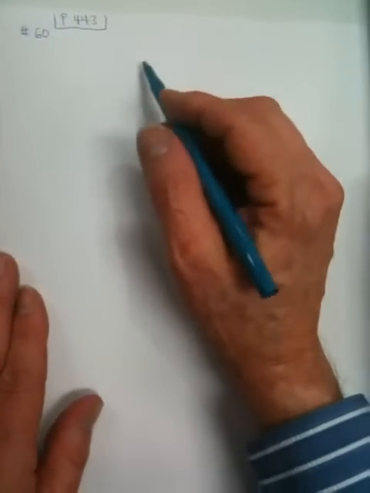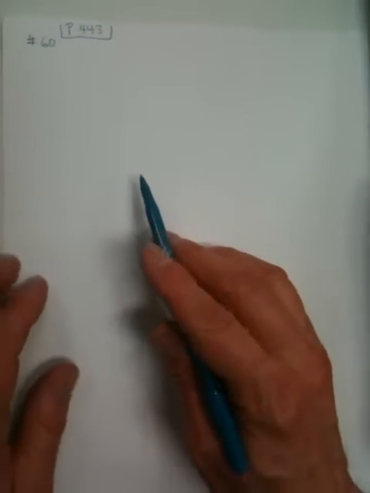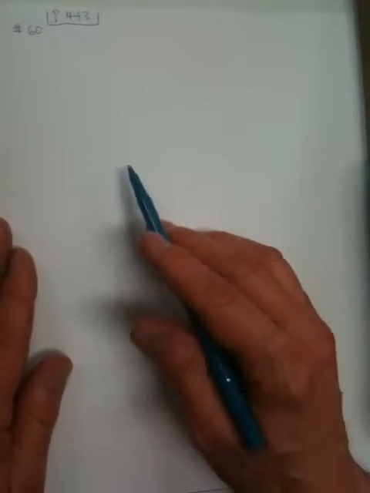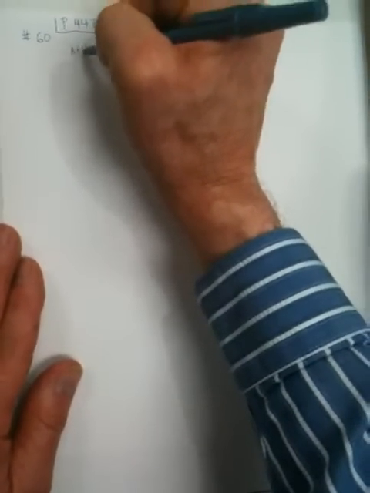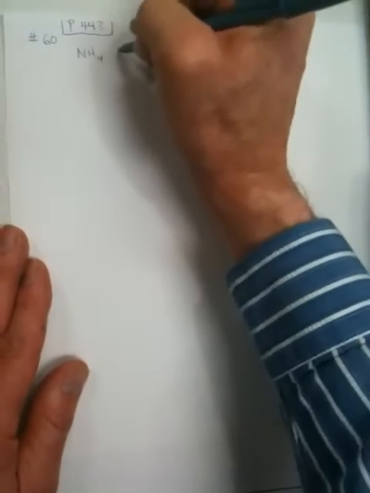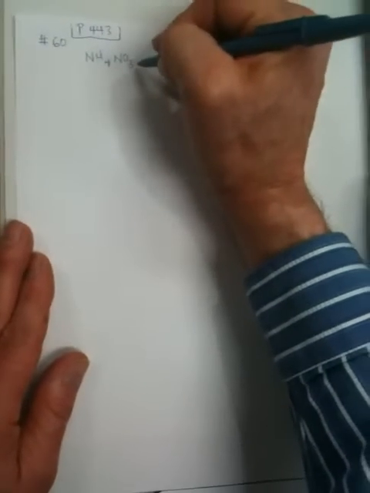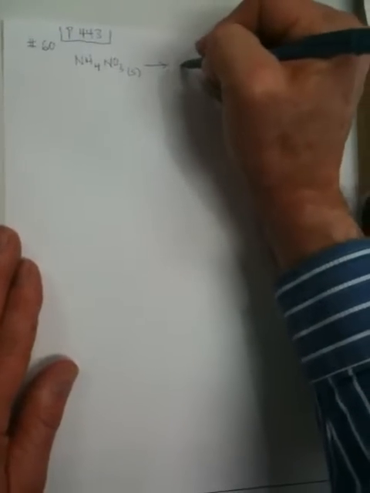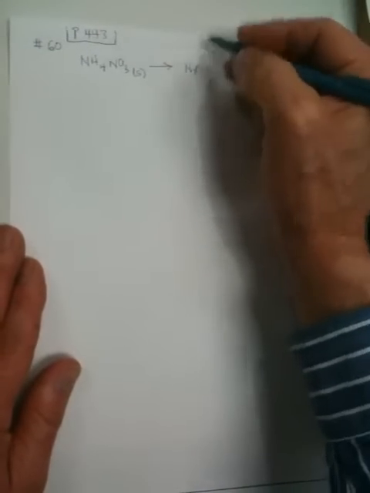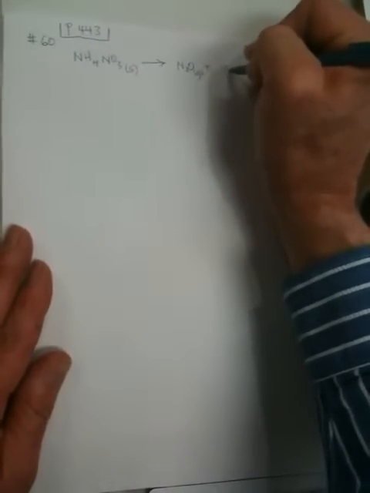Okay, we're going to do question number 60 now from page 443, and this is different than the other problems that you've been doing so far, and we'll show you how this works. First of all, in the problem, we're given ammonium nitrate, NH4NO3, and by the way, this is a solid, and that's very significant for gas laws, so I'll let you know what that is in just a moment. But we're going to form this gas, dinitrogen monoxide. Then we're also going to get water.